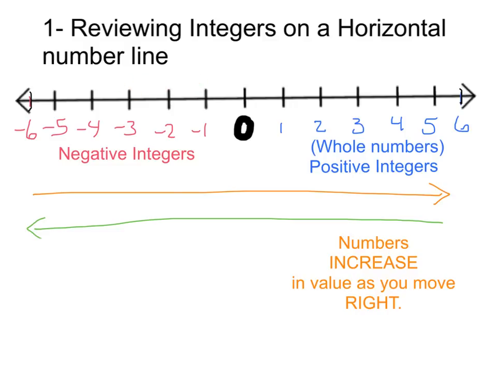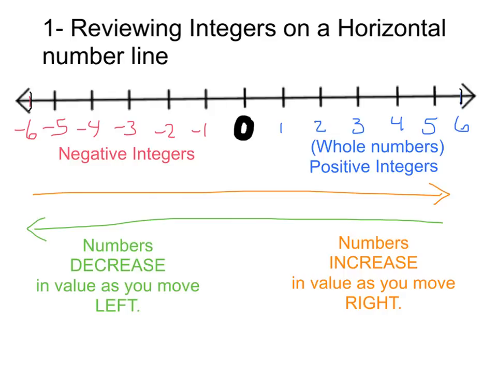So as we went to the right, we increased. We can imagine as we go left, we decrease our value. So numbers decrease in value as you move to the left. Make sure you write that down as well, because we're going to need it for our next slide.